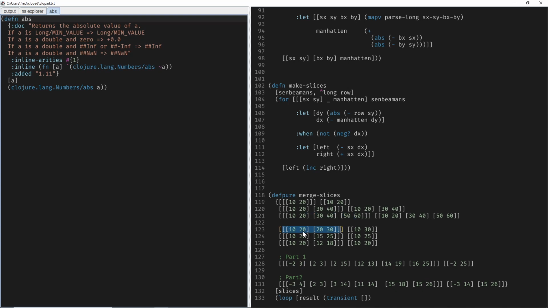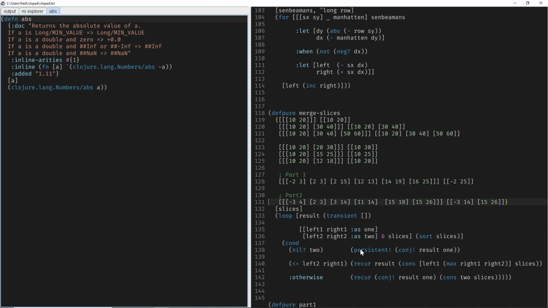For example, if one ends at 20 and the next starts at 20, then we can fuse them to a single slice, or merge them, from 10 to 30. Or if the second slice begins in the middle of the first slice, then we can merge also. Then we have from 10 to 25. Or if one is completely contained in the other, then we can throw away the second one and just keep the first one. Yeah, and here additional examples for part 1 and part 2. So here all the slices are adjacent or overlapping or included, and here we have one hole in the middle, so the position 14 isn't occupied.